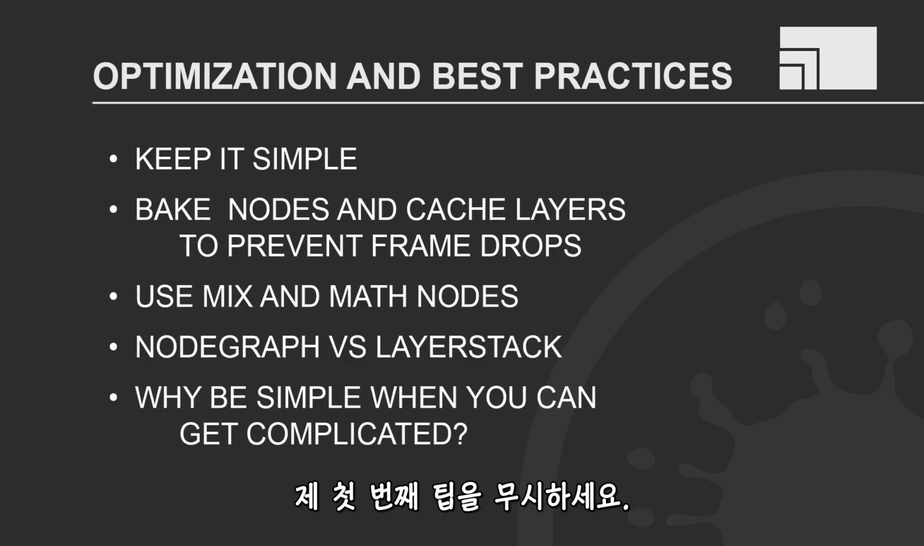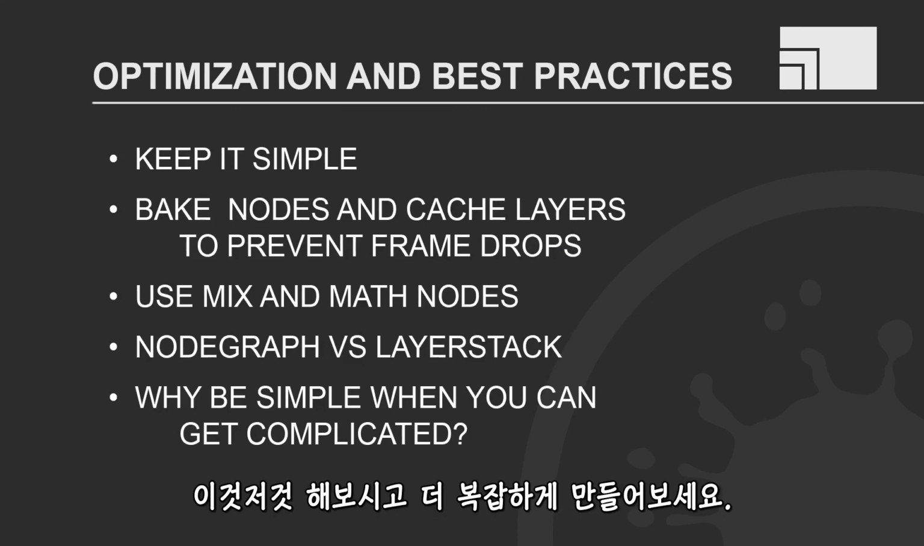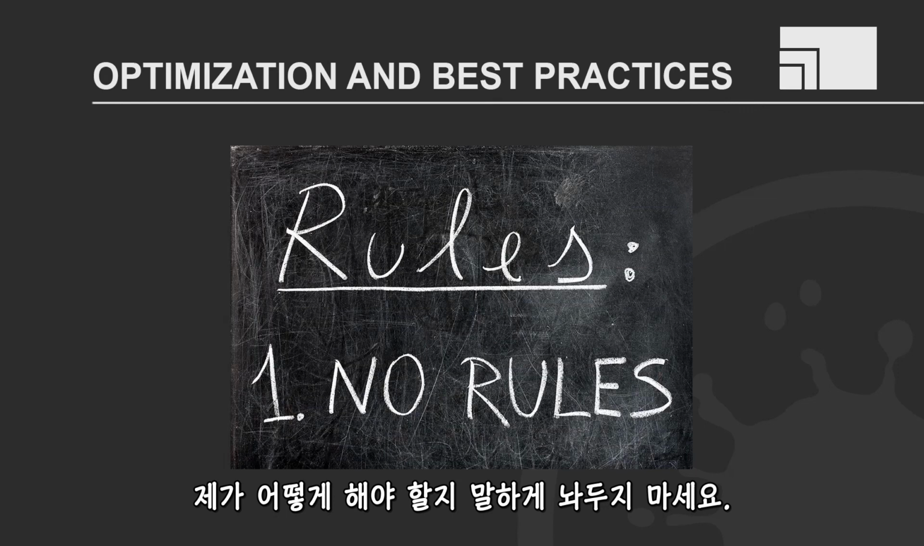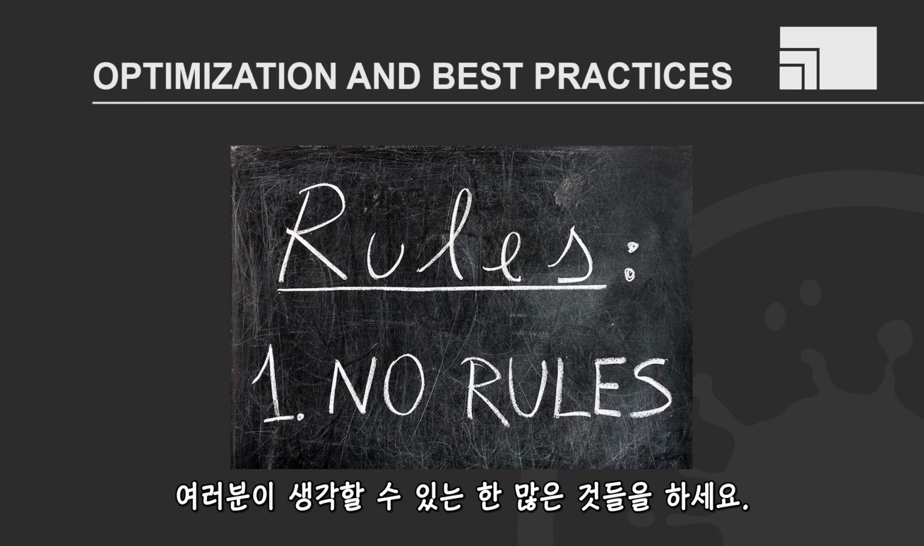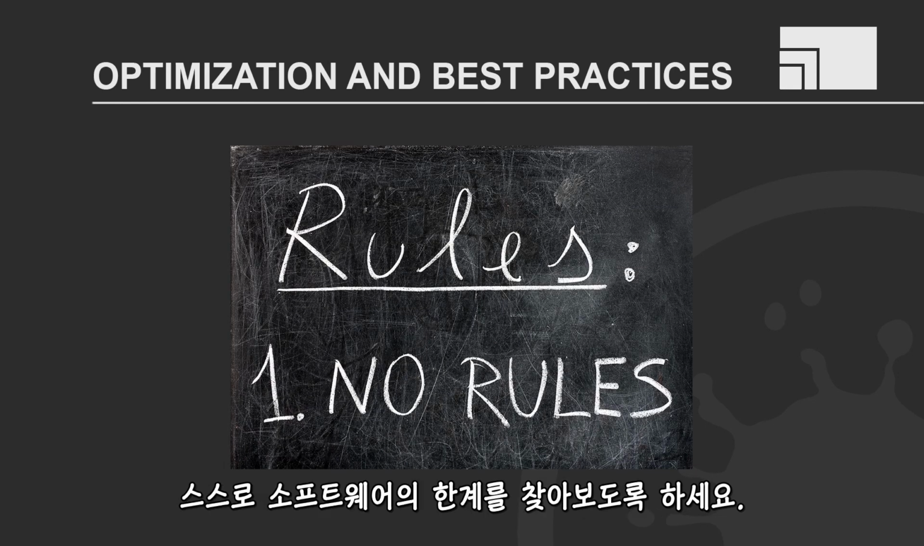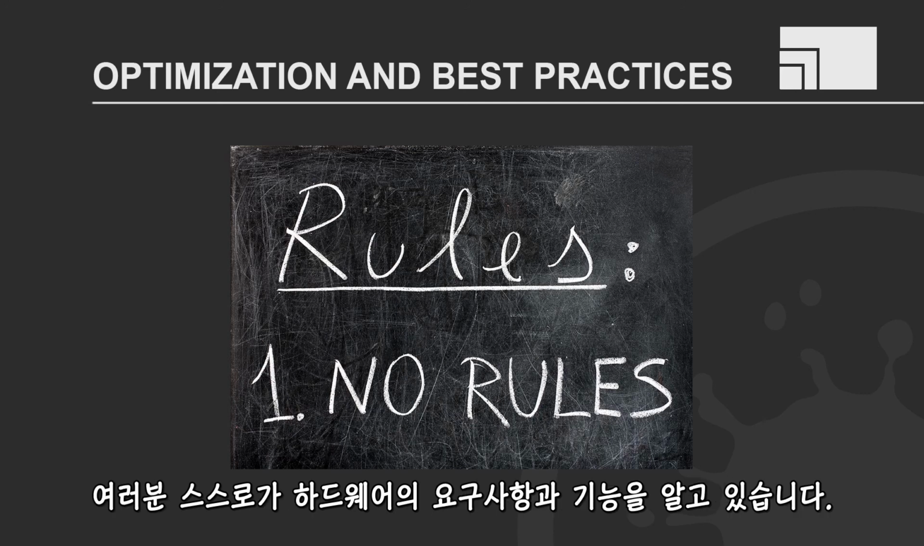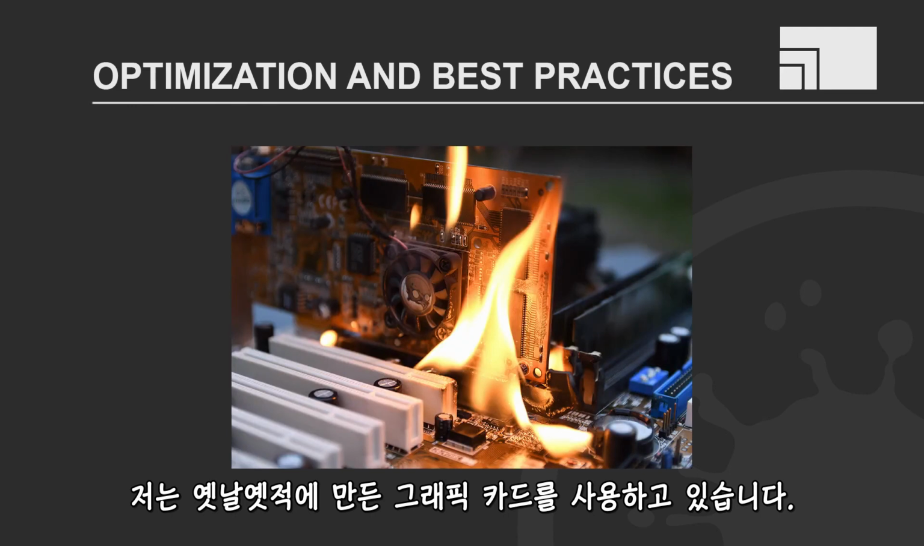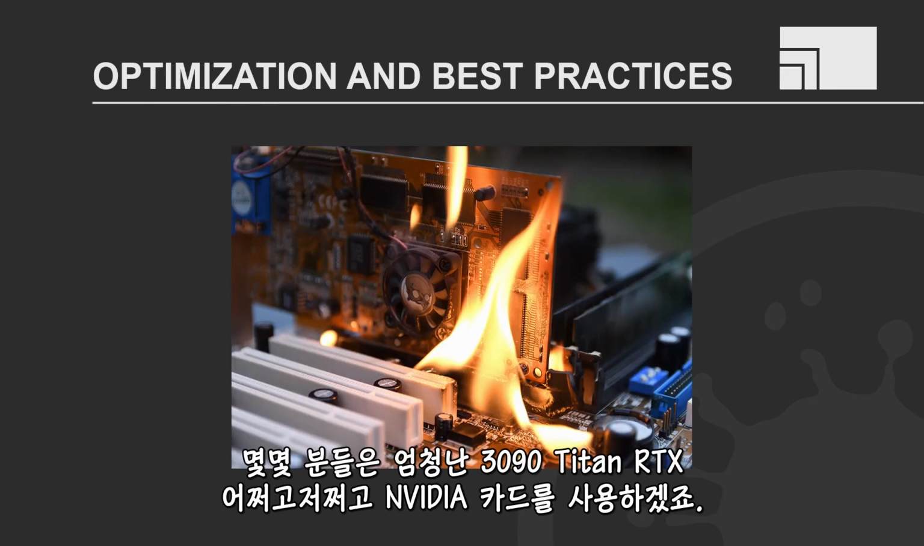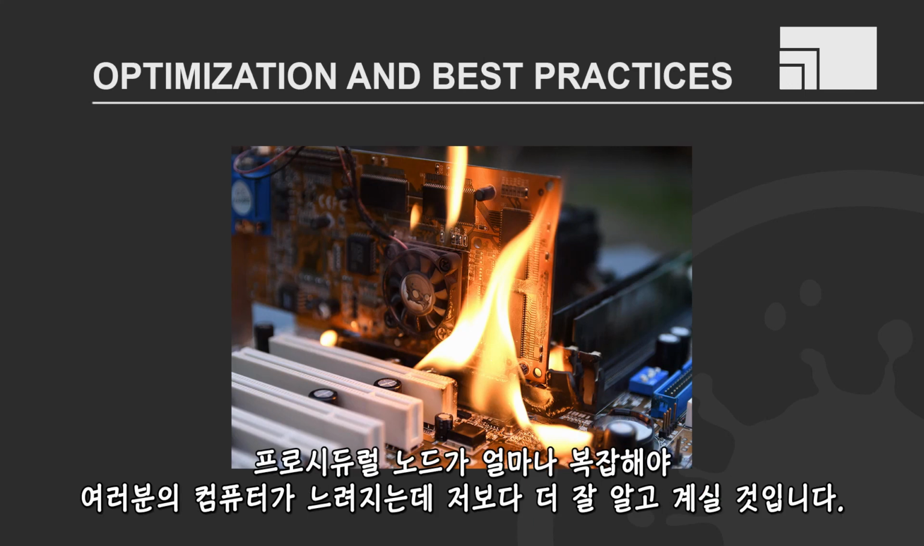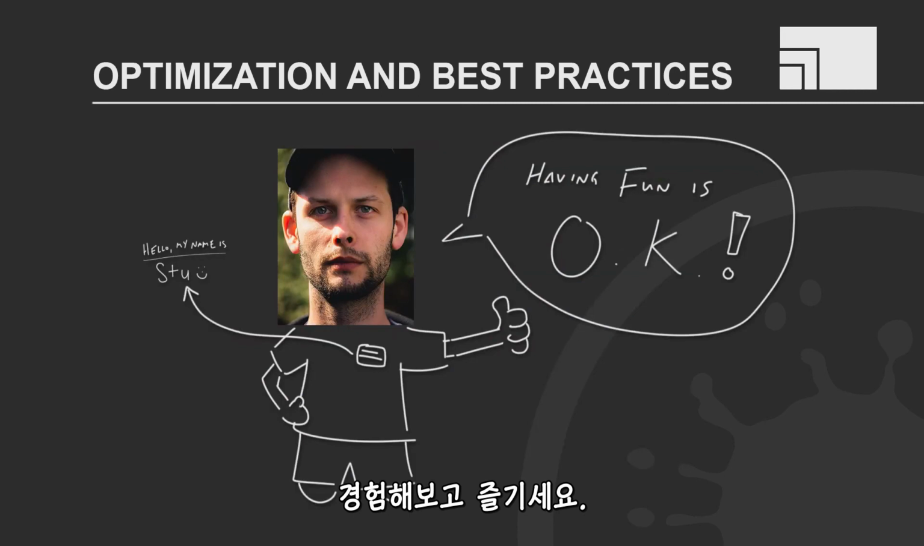Lastly, ignore my first tip. Explore and get complicated. Who cares about the rules? Don't let me tell you what to do. Add as many things together as you can think of. Search for the limitations of the software on your own. You know your own requirements and the abilities of your hardware. I'm on a graphics card that was built in the Stone Age. Some of you are cruising on 3090 Titan RTX double-shot espresso macchiato NVIDIA cards. You'll know way better than me how complex your procedural nodes can get before you experience slowdowns. Go out and explore and have fun with it.